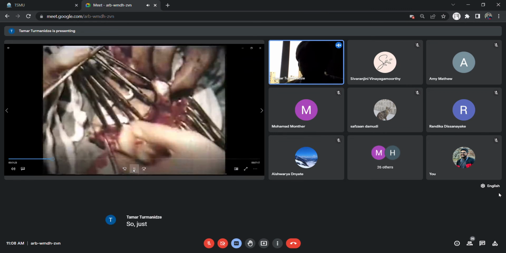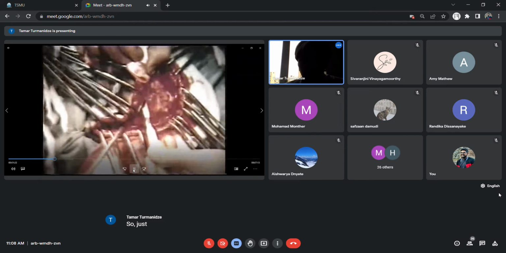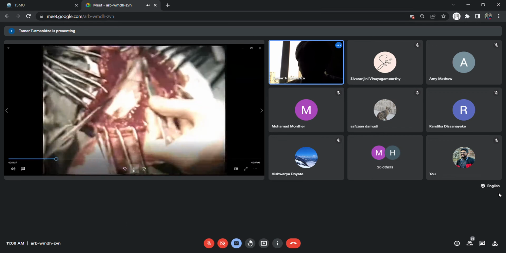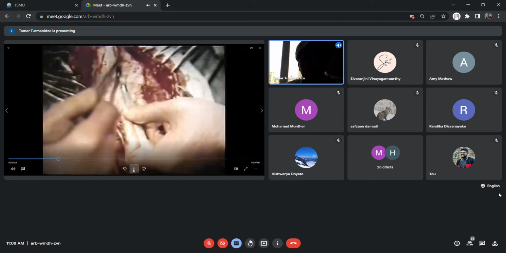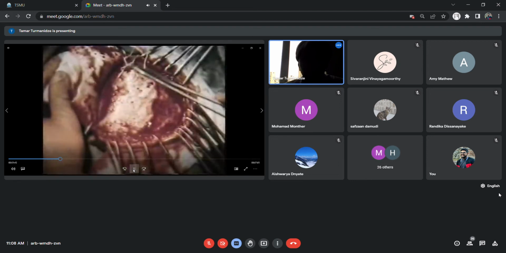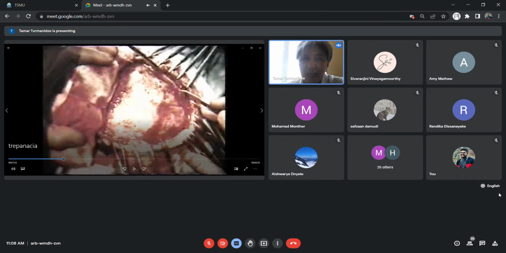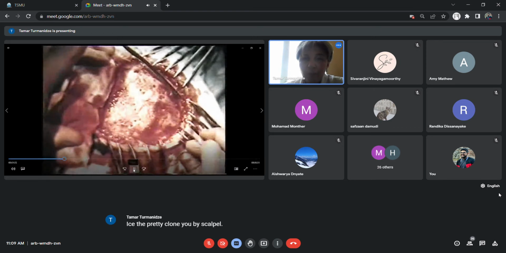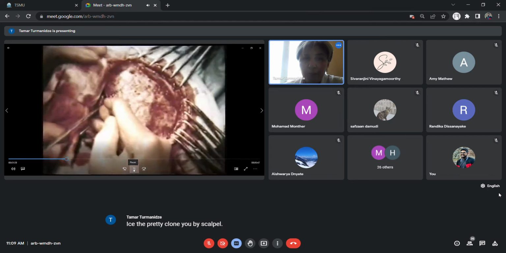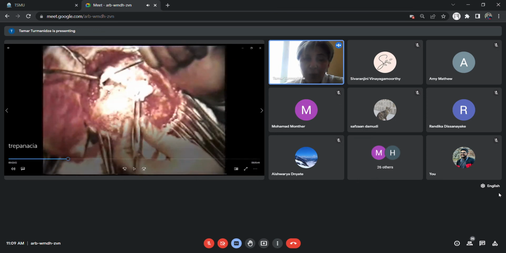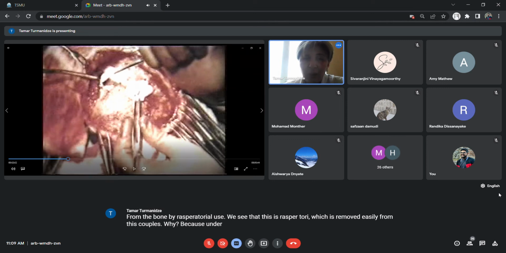Subcutaneous tissue, and then it starts similarly. By scalpel the soft tissues are dissected, separated lightly from the outer pericranium, and the pericranium is dissected by scalpel. From the bone by raspatory. We see that this is a raspatory, which is removed easily from the skull bones. Why? Because under the pericranium layer is located what? Fat connective tissue layer, yeah?